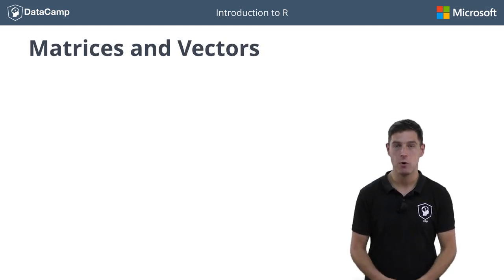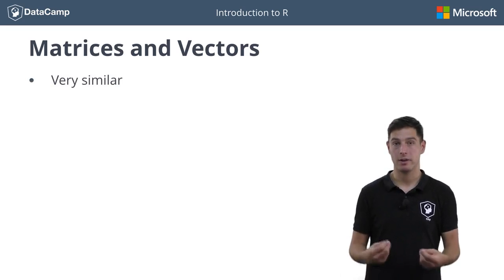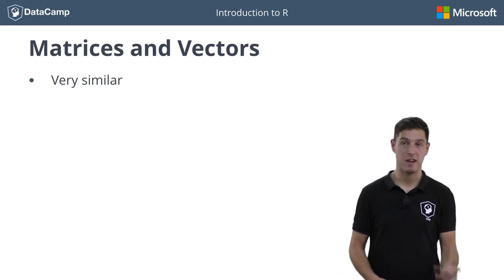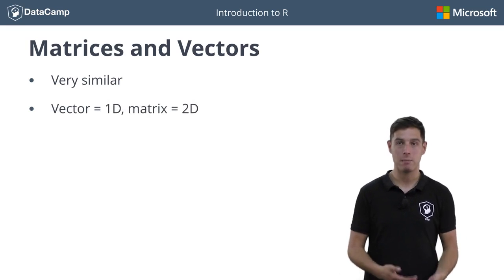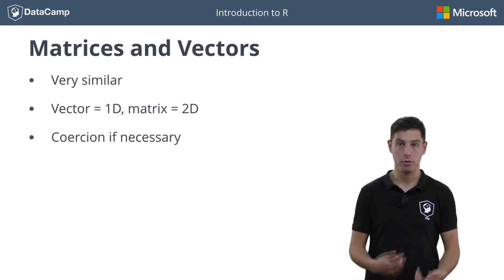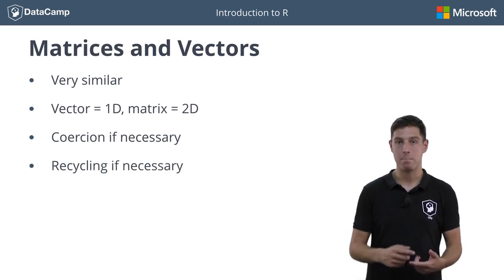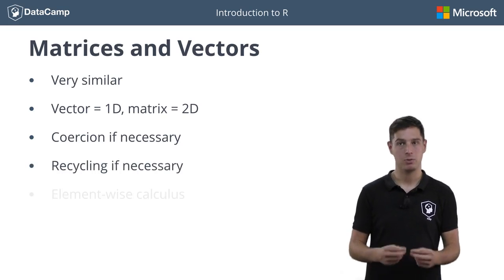To end this last video on matrices, I want to stress once more that matrices and vectors are very similar. They simply are data structures that can store elements of the same basic type. The vector does this in a one-dimensional sequence, while the matrix uses a two-dimensional grid structure. Both of them perform coercion when you want to store elements of different types, and both of them perform recycling when necessary. Similarly, vector and matrix calculus are straightforward. All calculus is performed element-wise.